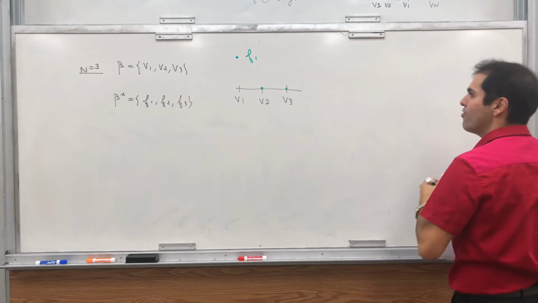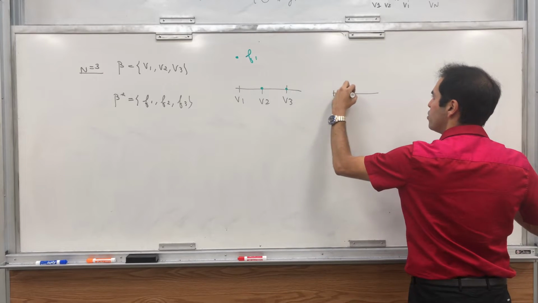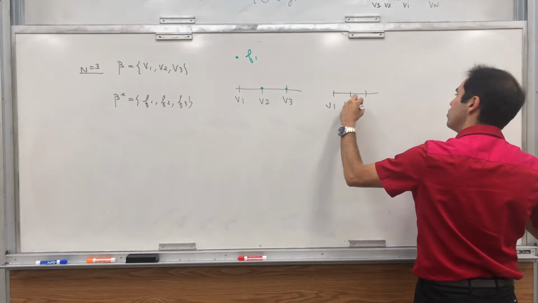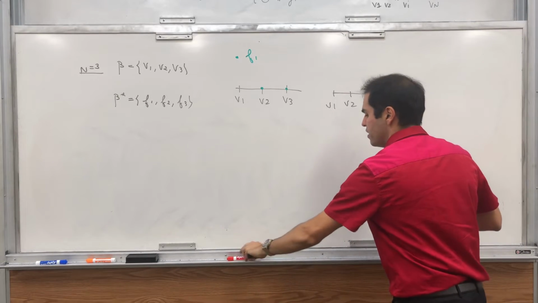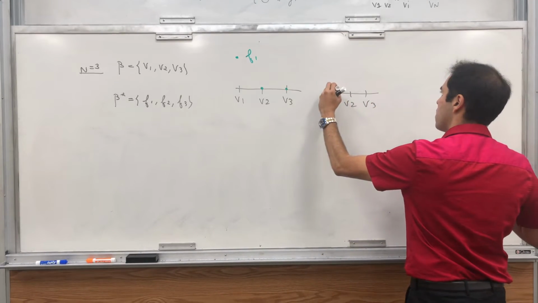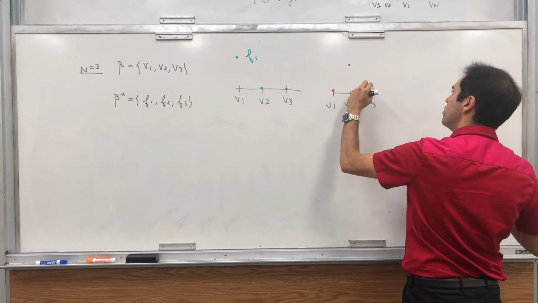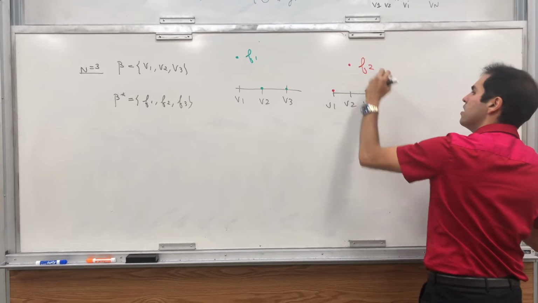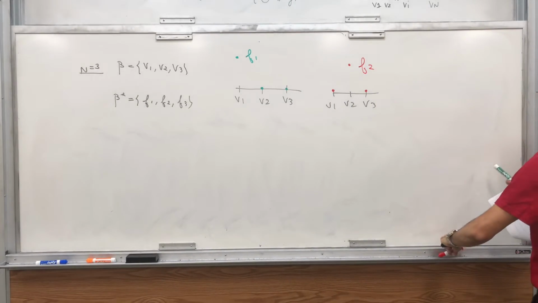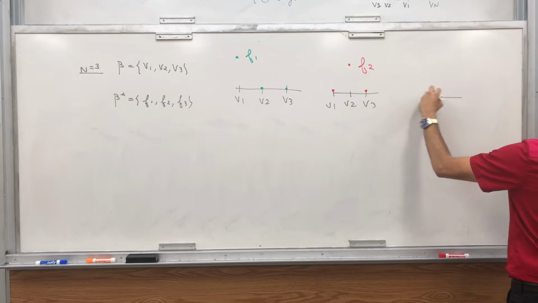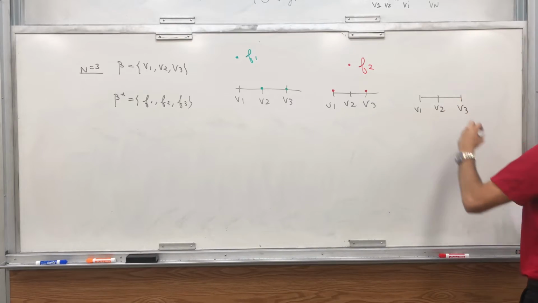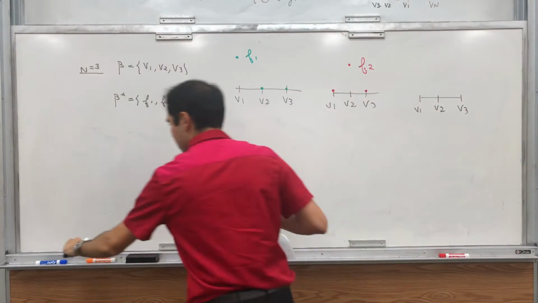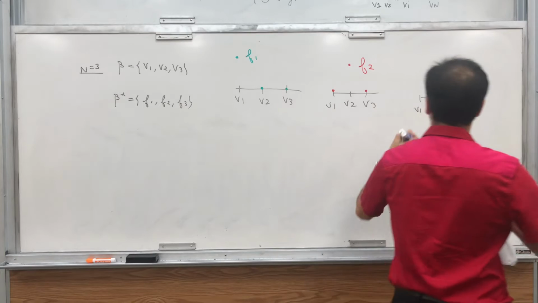So this is f1, and then what about f2? Again, v1, v2, v3. f2 is 0 at v1, 1 at v2, 0 at v3. And lastly, f3 is 0 at v1, 0 at v2, and 1 at v3. So 0, 0, 1.